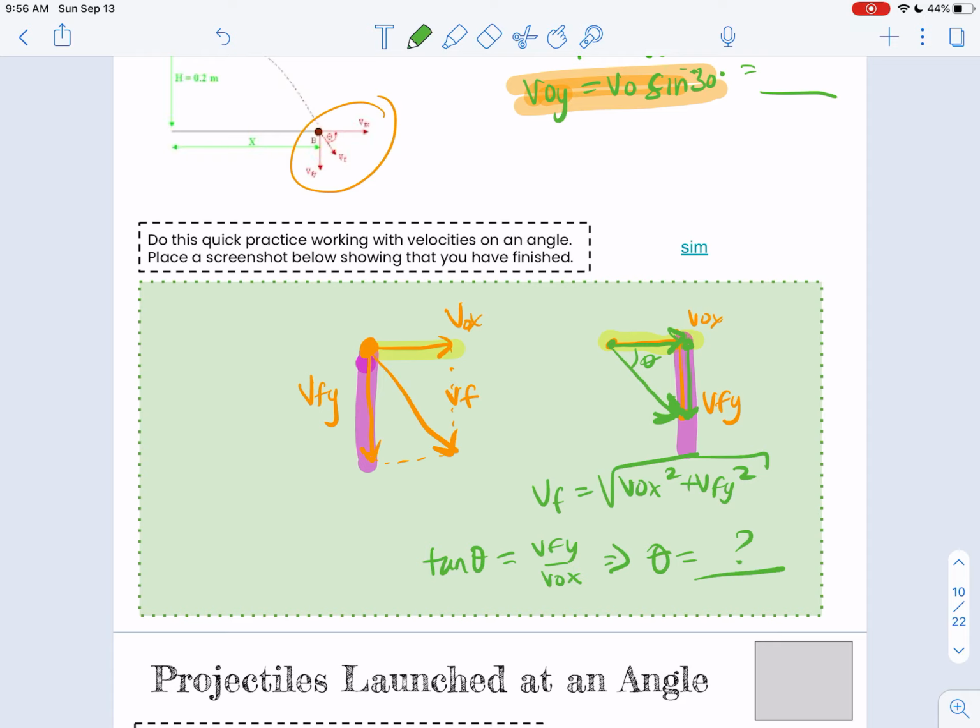And almost always we do it like this, we do below the horizontal. Okay, that's usually how it's said. That angle right there is the one that you're trying to find. All right.